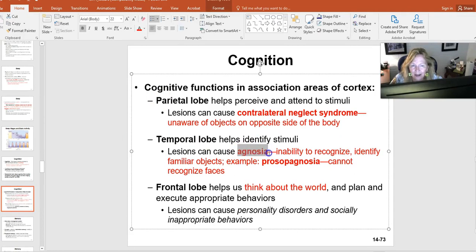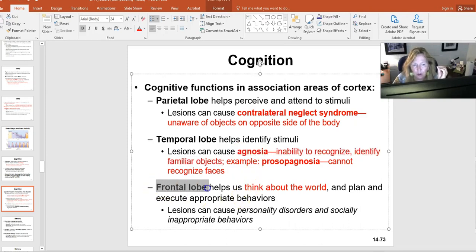Agnosia is the inability to recognize objects. So if you have lesions in that temporal lobe, you may have problems. Remember, temporal is memory. You may have problems with recognizing objects. Prosopagnosia is going to be the inability to recognize faces. That's very, very rare. Agnosia is more common than being so specific here.